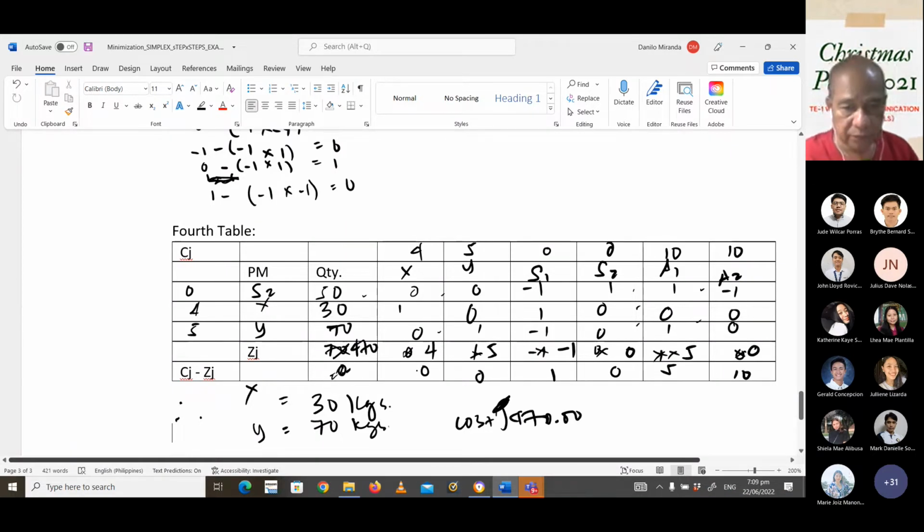Okay. Yung ZJ nila, no? Okay. So just follow the procedure of minimization, and then finally you will understand and know how to solve it using the simplex. Okay.